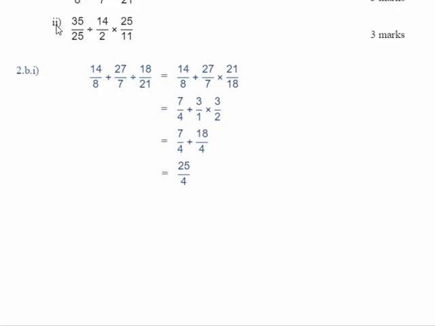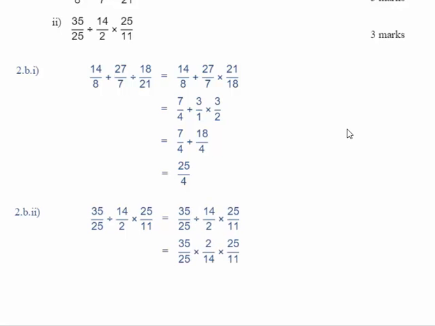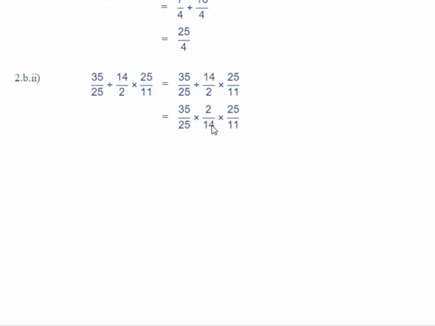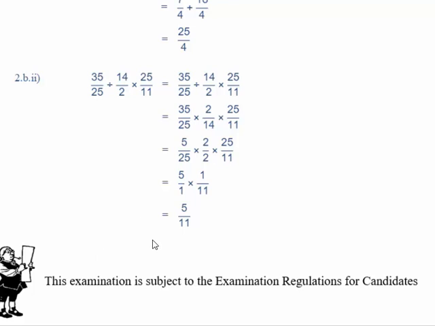Part B2, divide by 14 over 2 is the same as multiply by 2 over 14, so we can rewrite that part of it. We can divide 35 by 7 and 14 by 7, giving us 5 over 2. 2 over 2 is 1, and 25 on the denominator and 25 on the numerator will cancel, which means that we can rewrite that as 5 over 1 times 1 over 11, which means that we have the final answer of 5 over 11.